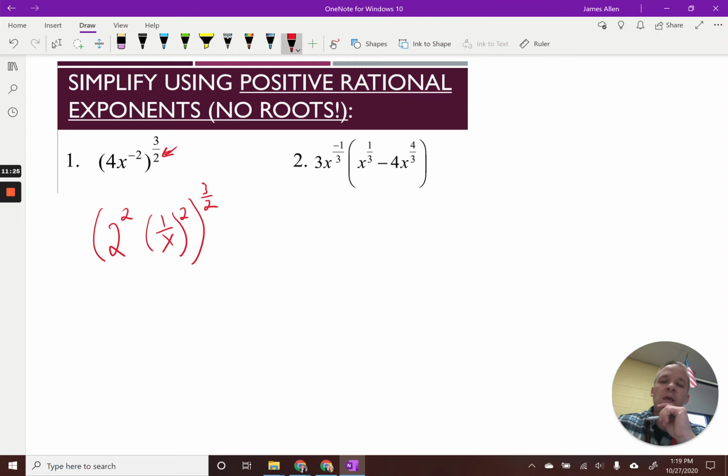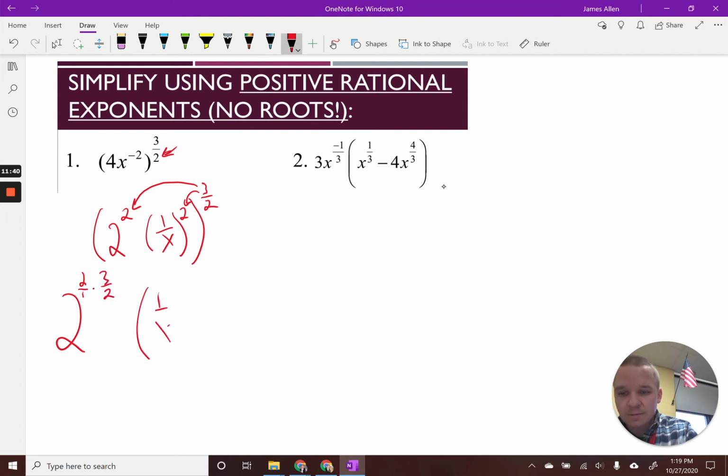All right. Now I can go ahead and distribute the exponent to this one, and to that one. And so then I have, just as a refresher, 2 to the 2 over 1 times 3 over 2. And then I have 1 over x raised to the 2, which could be written as 2 over 1 multiplied by 3 over 2. And now I would see, okay, well, those are going to go away. I'm going to have 2 to the third. And then here I'm going to have 1 over x to the third. I like it.